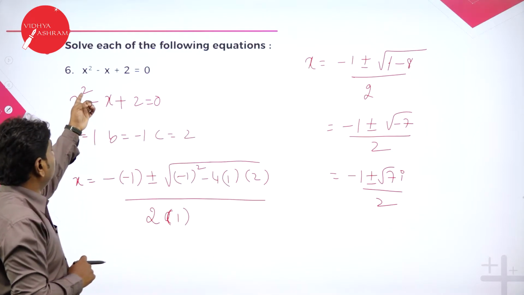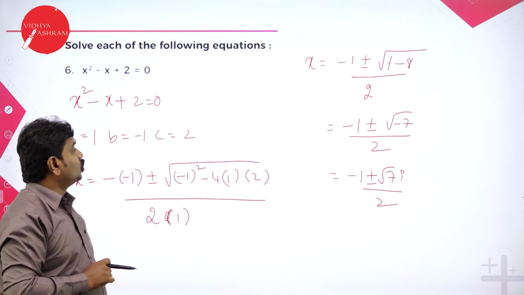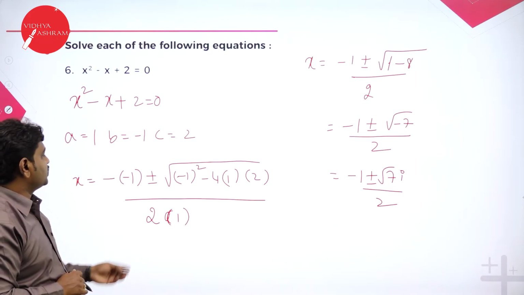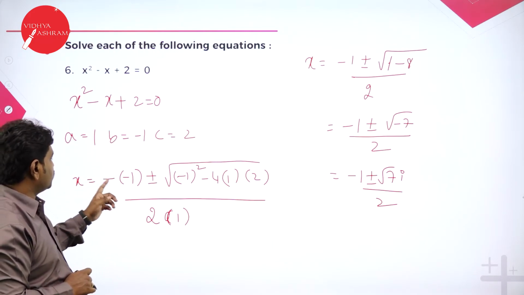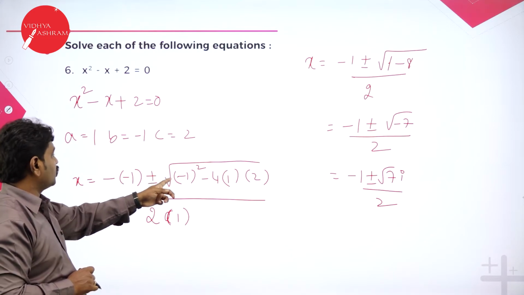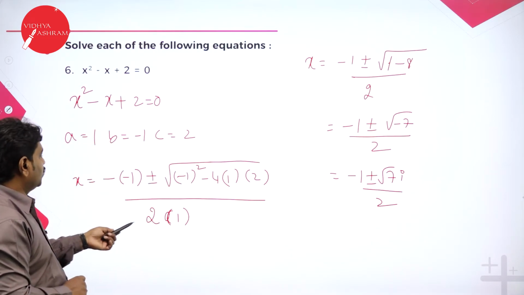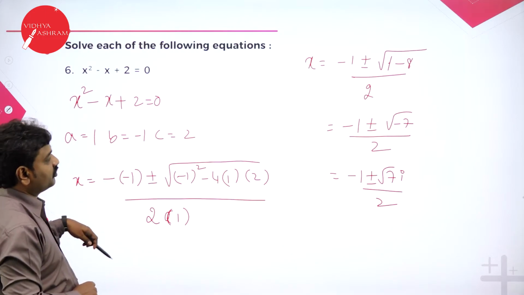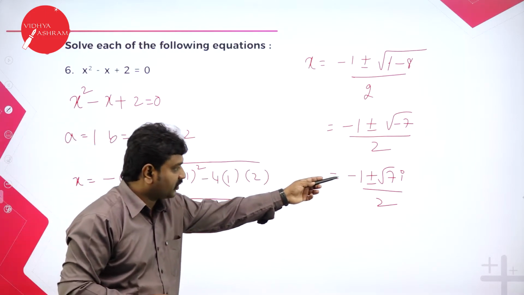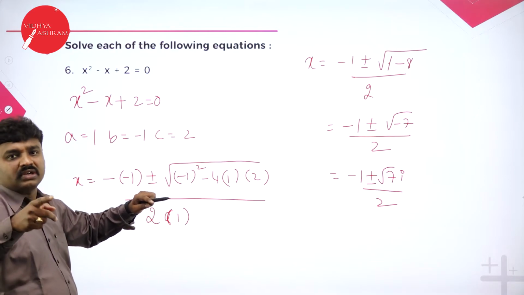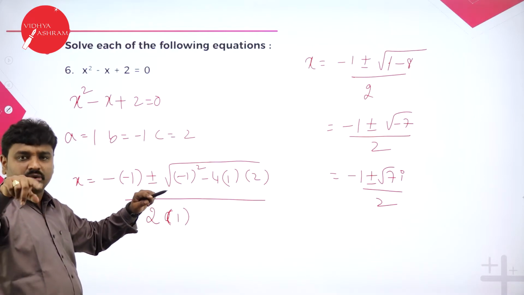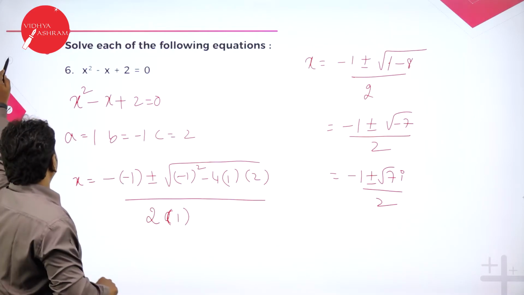A is 1, B is minus 1, C is 2. So substitute A, B, C into minus B plus or minus root of B square minus 4AC, over 2A, and simplify. It will become minus root 7. Minus root 7 can be written as root 7i: root 7 into root minus 1 is i.